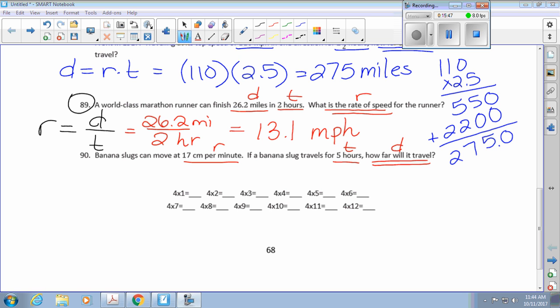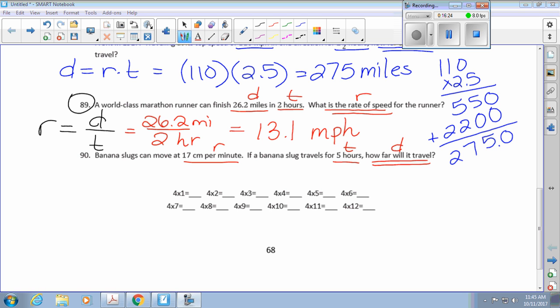Now, some kids aren't going to be paying attention, and they're going to get trapped. There is a trick in this question. So I want everyone to read through it and figure out if you can find the trap. After a minute of careful reflection, Jacob has a trick. What is the trick here? They say 17 centimeters per minute, but in the second part they're telling us 5 hours, not minutes. Very good. Our units are not matching. That's a big problem.